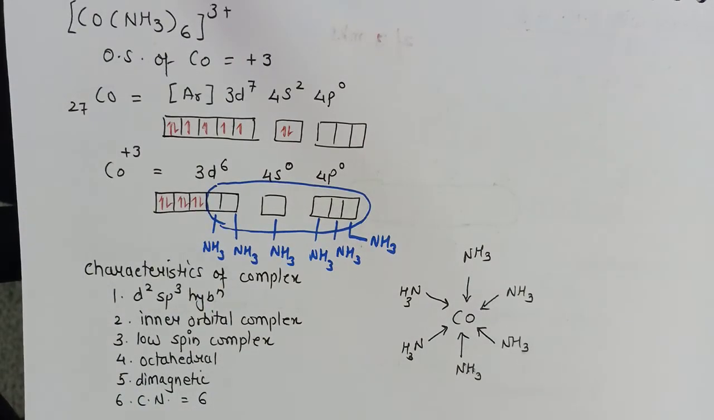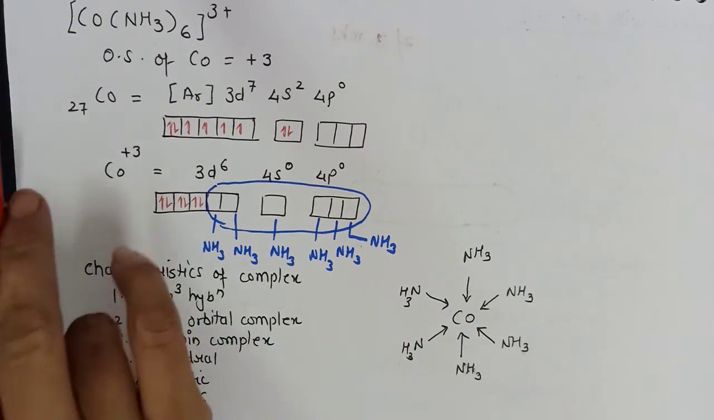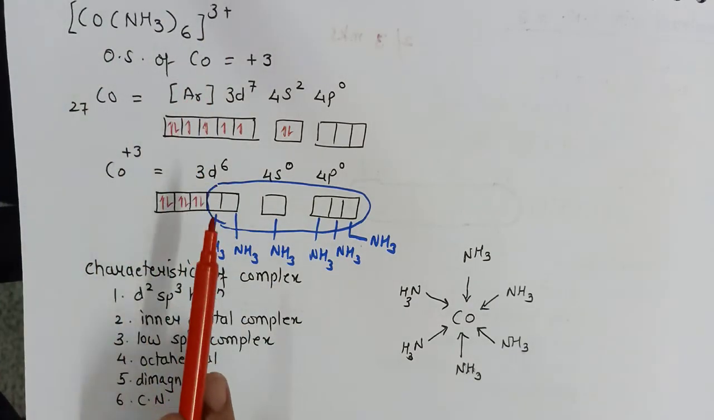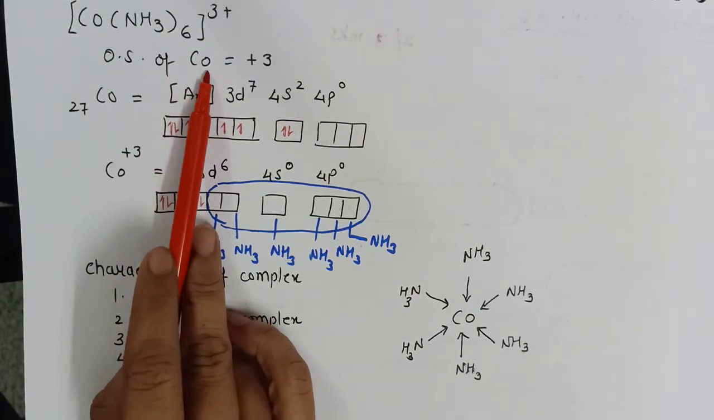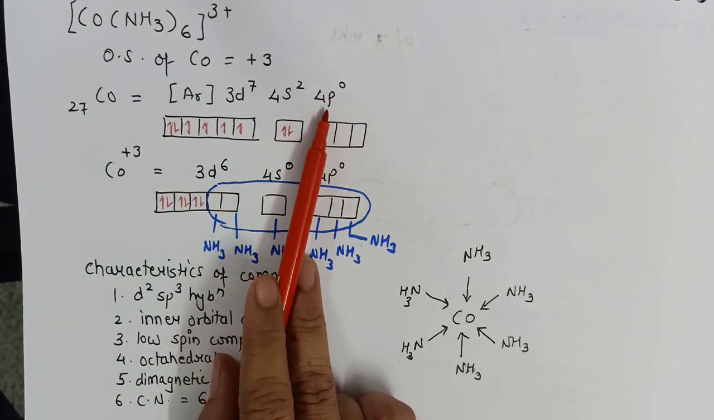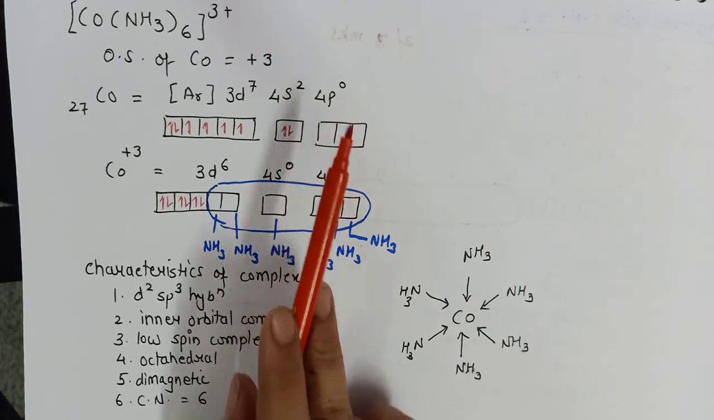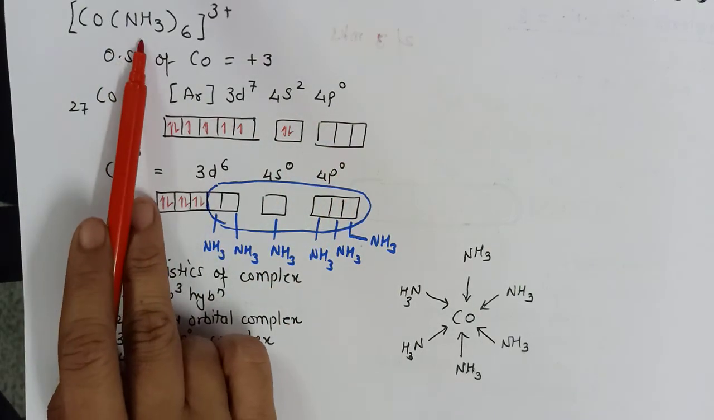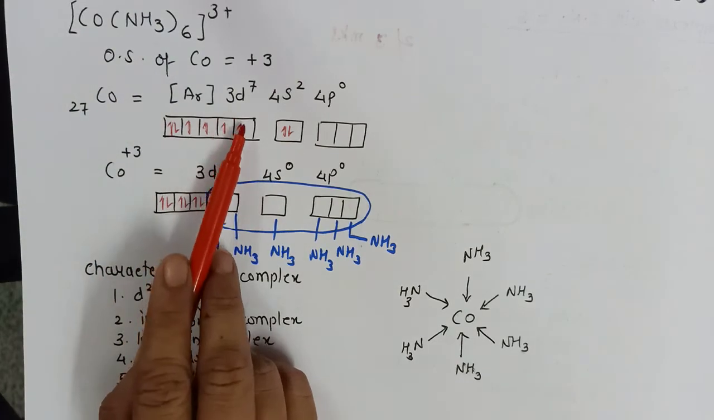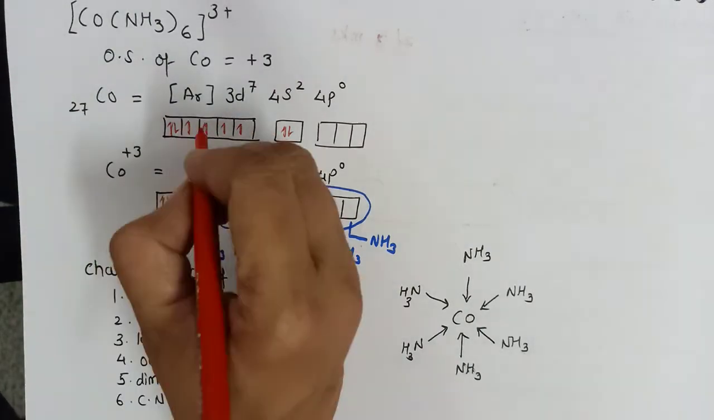The next example, which has coordination number 6, is that of cobalt with ammonia as a ligand, Co(NH3)6 3+. Now in this, we'll calculate the oxidation state of cobalt: plus 3. Again, I am repeating the trick that cobalt always forms coordination compounds with plus 3 oxidation state. So we have calculated its electronic configuration. The approaching ligand being ammonia, a strong field ligand, therefore it causes the pairing of the electrons. All these electrons will shift.